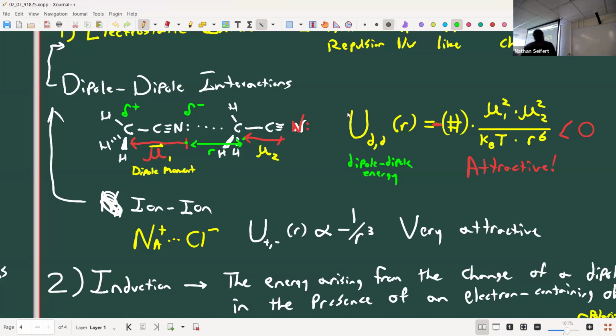So ion-ion interactions are extremely, extremely strong. They're the strongest of any of the interactions in chemistry, which is why ions tend to associate very readily and are hard to break apart. And we'll see that this is indicative of thermodynamic properties.